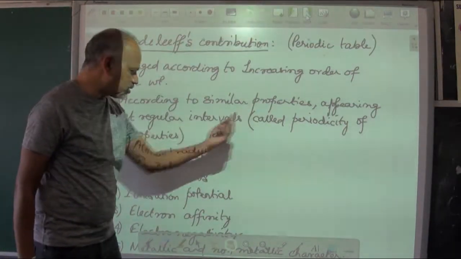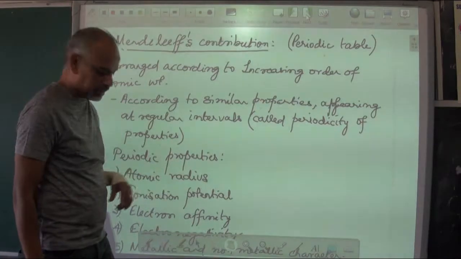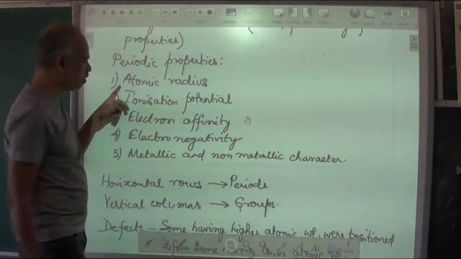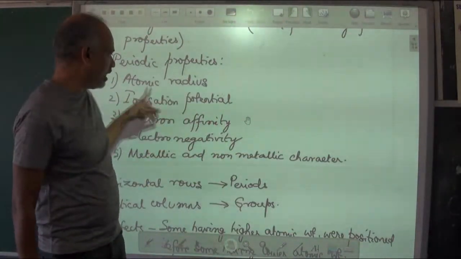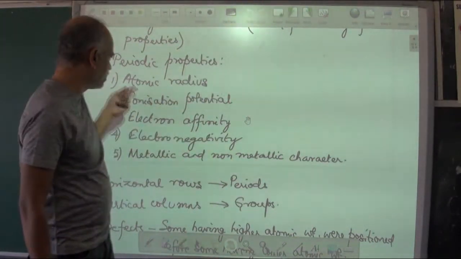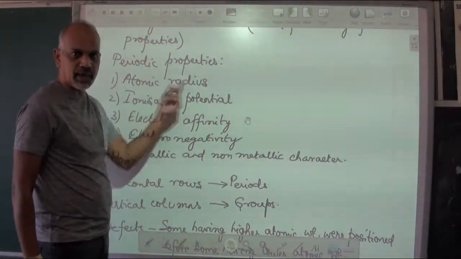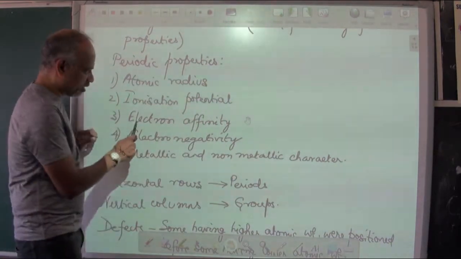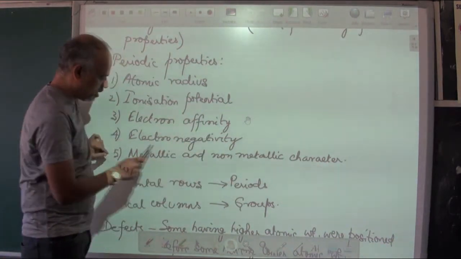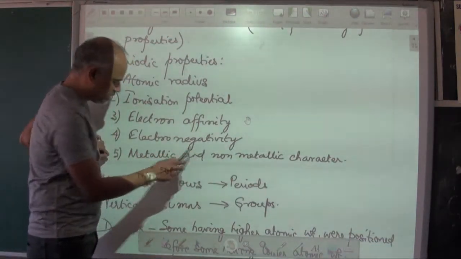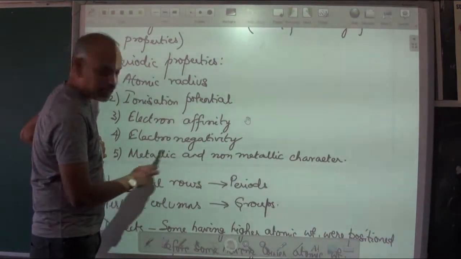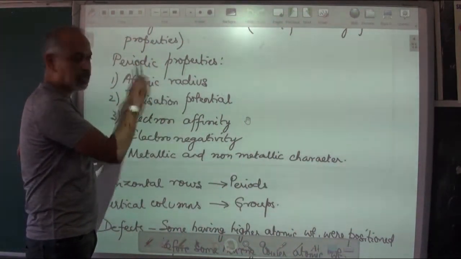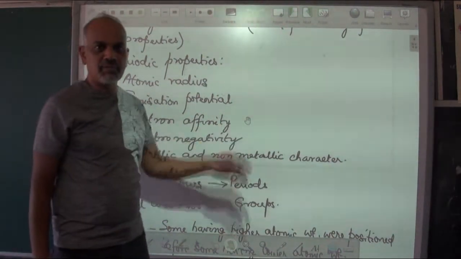Now when you talk about periodicity of properties, what are these periodic properties? Some of these I have listed here. I'll explain all this in the next class. Number one, atomic radius. Second, ionization potential. Third, electron affinity. Fourth, electronegativity. And the fifth are metallic and non-metallic characters. These are 5 periodic properties according to which these elements were arranged.